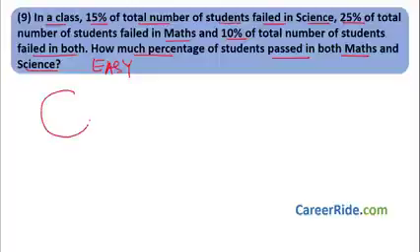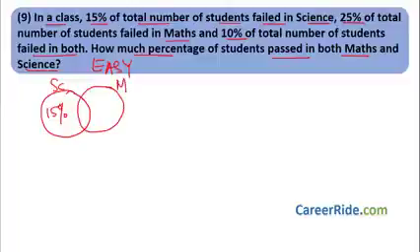They've given that 15% of students failed in science. Let us assume this circle represents the number of students who failed in science. How many failed in science? 15%. This circle represents students failing in maths. How many failed? 25%. Now you will understand why I drew these circles intersecting each other. Okay, 10% failed in both subjects. So 10% will come over here.